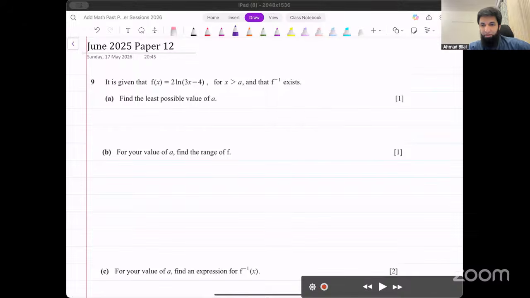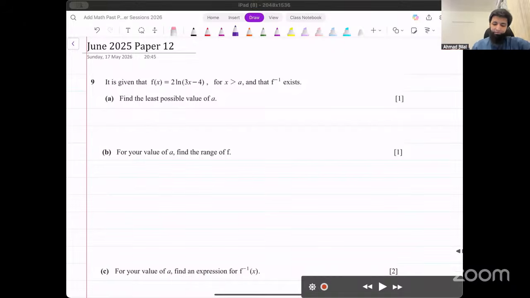Let's try this. Okay, so it's given that this is June 25, paper 1-2, question number 9. When will the stream end? I think in about 50 to 60 minutes, around 10:40 most likely, because we will be doing difficult questions from one more paper. So I think 3-4 more questions after this, or maybe 5 questions, depending. So this is one question that we're doing. Then from the next paper, we have 4 questions. So 5 more questions to go.